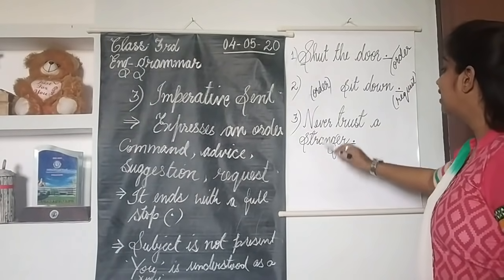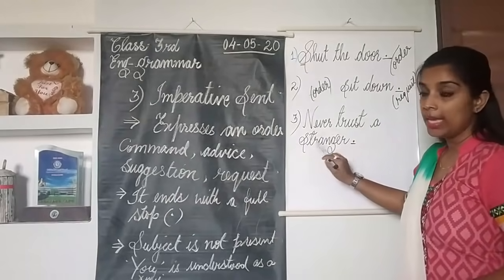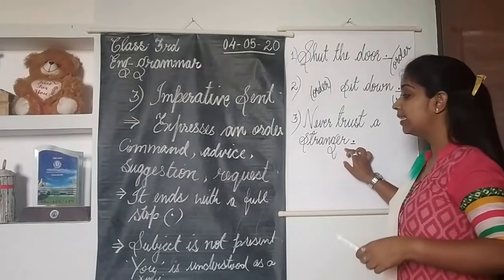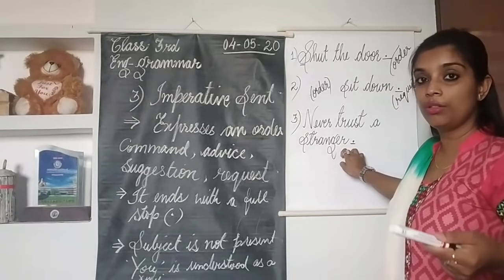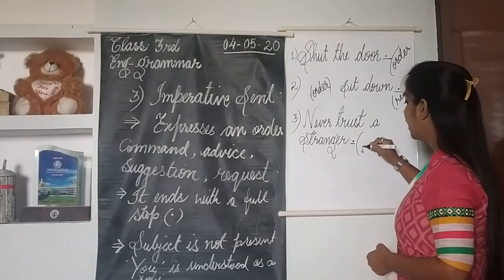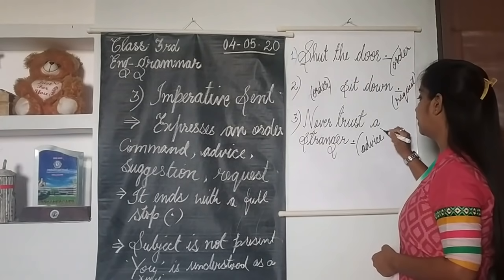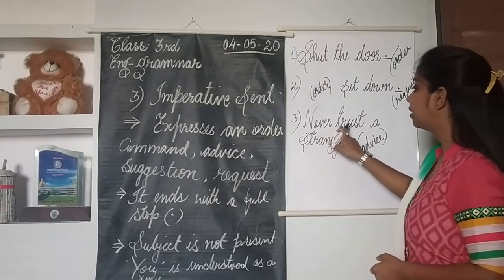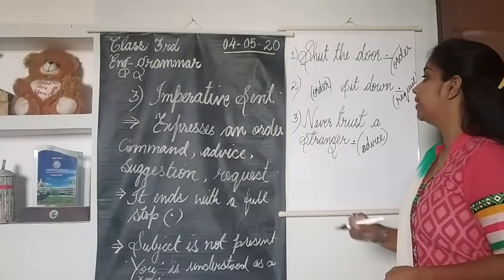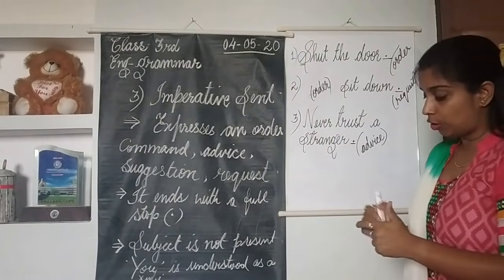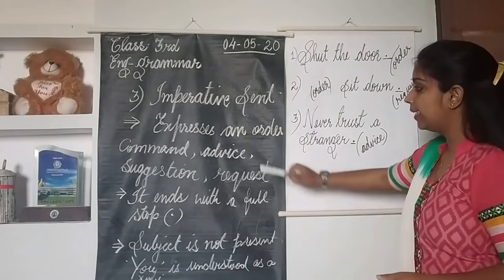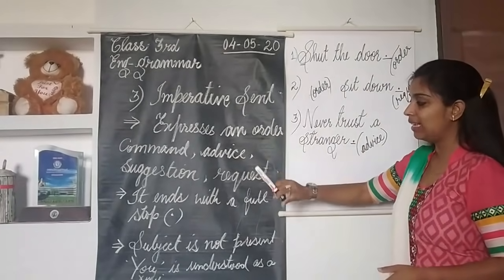So here in this sentence, never trust a stranger. This sentence is advising you, it's giving you advice, or it is giving an instruction or suggestion to you. So this sentence expresses an advice. So this also is an imperative sentence. Okay. I hope these two points are clear to you all, that they express an order, command, advice, suggestion, request.